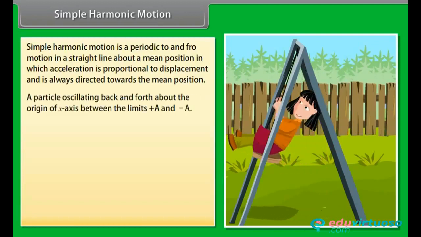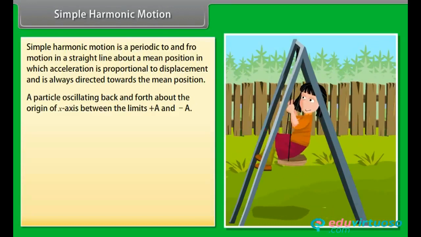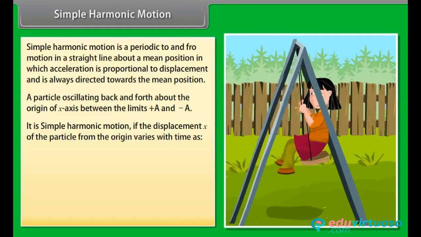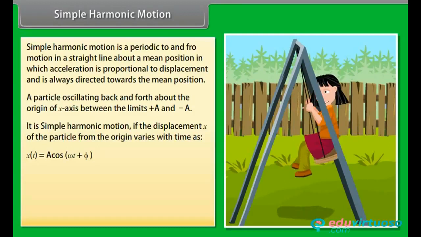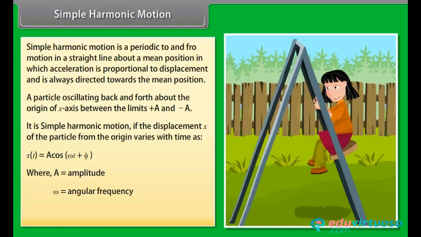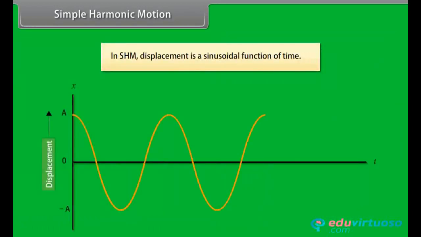Consider a particle oscillating back and forth about the origin of an x-axis between the limits plus A and minus A. It is simple harmonic motion if the displacement x of the particle from the origin varies with the time as x(t) = A cos(ωt + φ), where A is the amplitude, ω is the angular frequency, φ is the phase constant. In simple harmonic motion, displacement is a sinusoidal function of time.